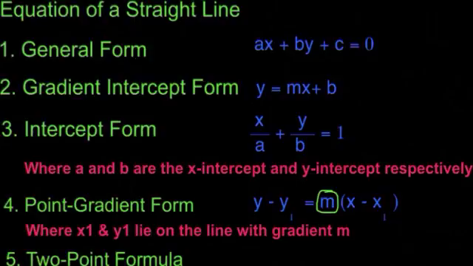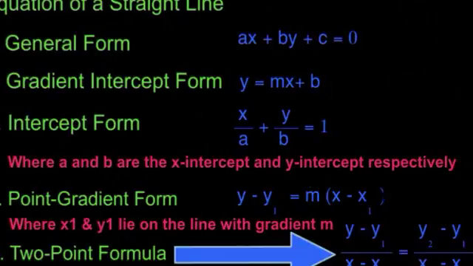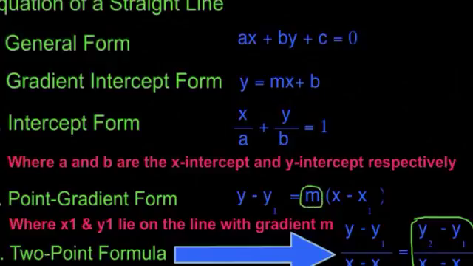So the two-point formula looks like this. This is the formula we're looking for: (y - y1)/(x - x1) = (y2 - y1)/(x2 - x1). And if you look carefully at that, you'll see that this part here is actually the calculation of the gradient that we were looking for before.